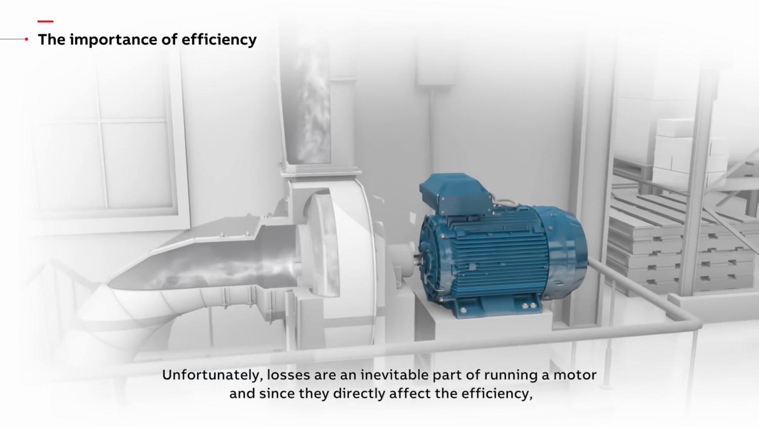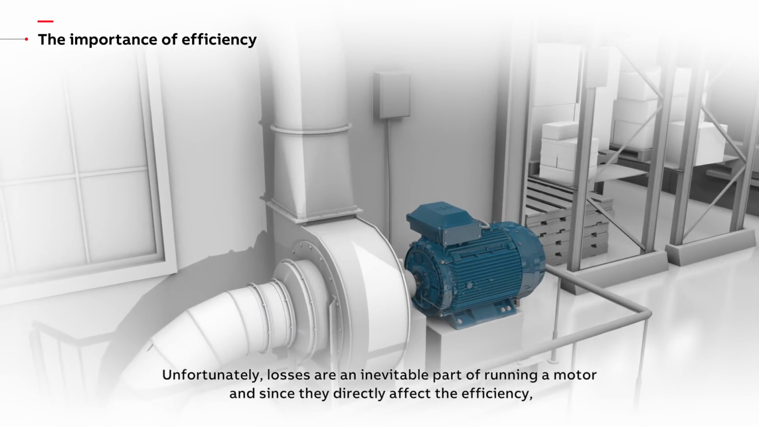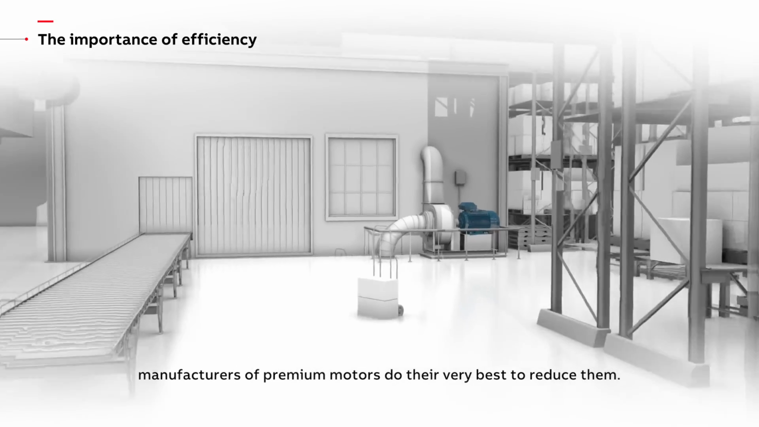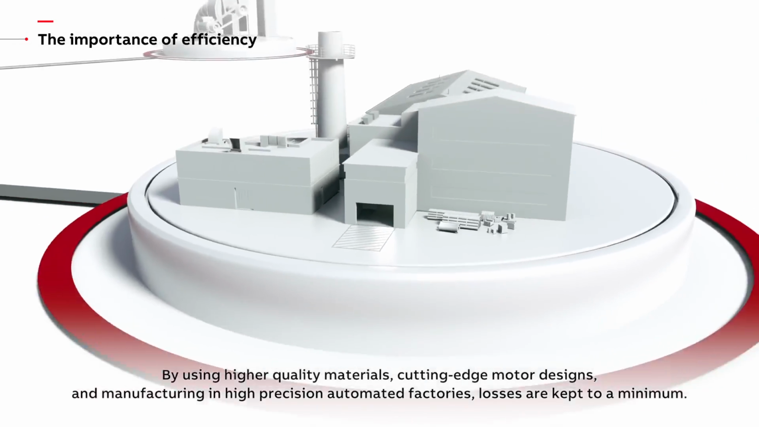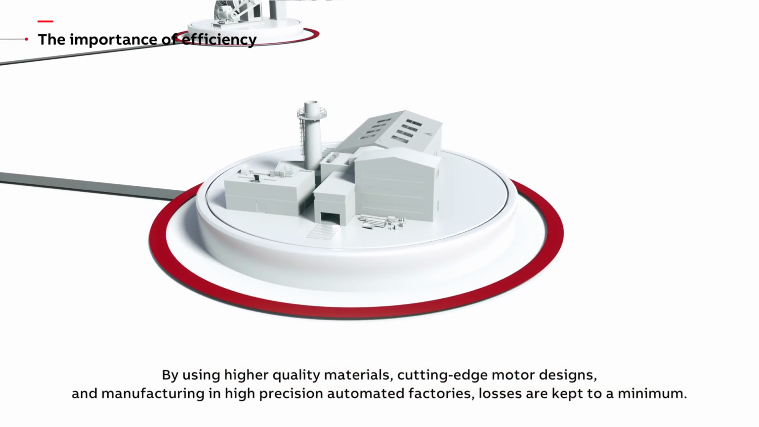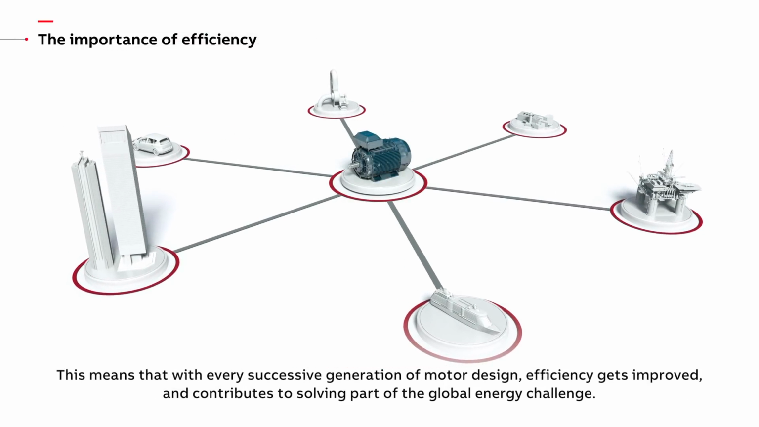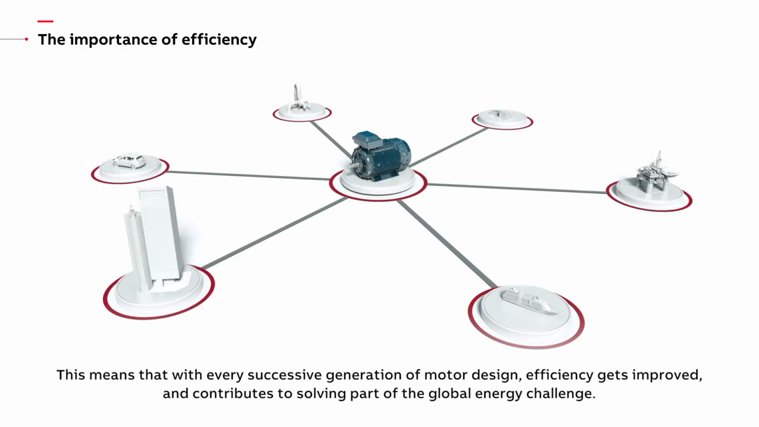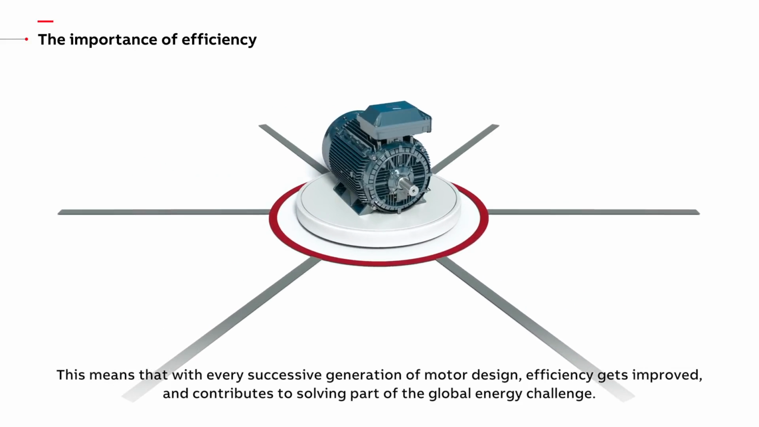Unfortunately, losses are an inevitable part of running a motor, and since they directly affect the efficiency, manufacturers of premium motors do their very best to reduce them. By using higher quality materials, cutting-edge motor designs and manufacturing in high-precision automated factories, losses are kept to a minimum. This means that with every successive generation of motor design, efficiency gets improved and contributes to solving part of the global energy challenge.